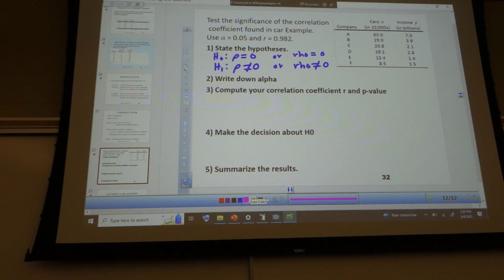Step 2, write down your alpha. My alpha is 5%. Alpha equals 0.05. Step 3, compute your correlation coefficient, R and p-value. We did that earlier. So we did linear regression t-test of L1, L2, 1, and not equal to, and we ended up with a p-value of 0.000484 and an R of 0.982. This was the example we did first.